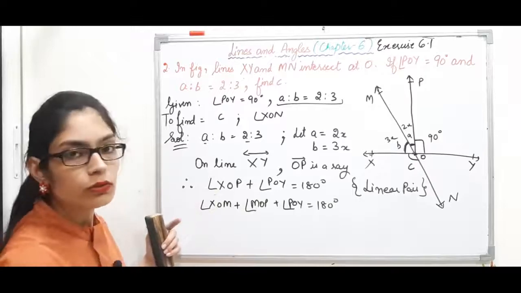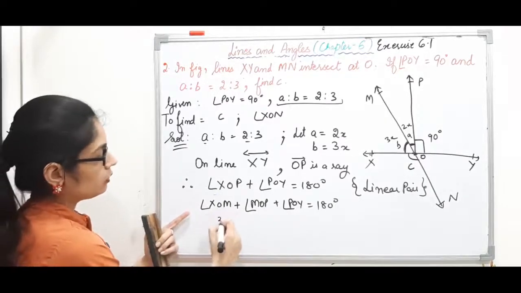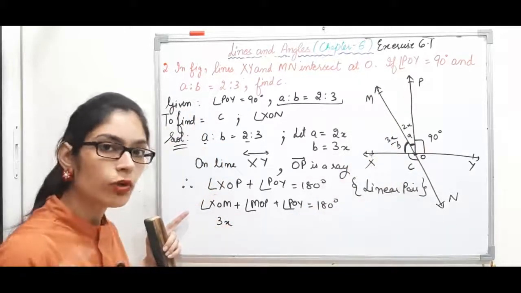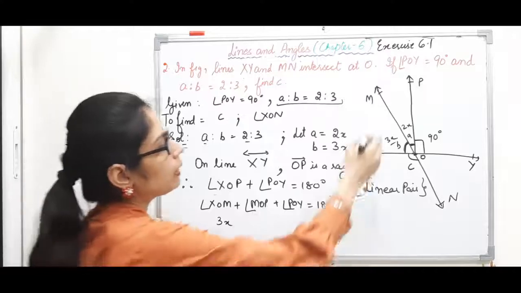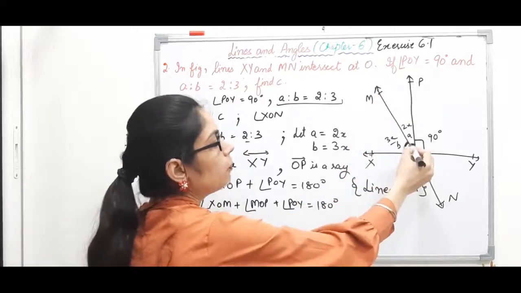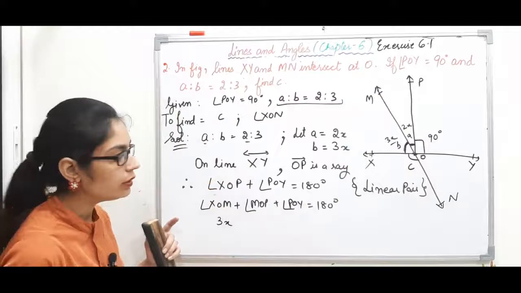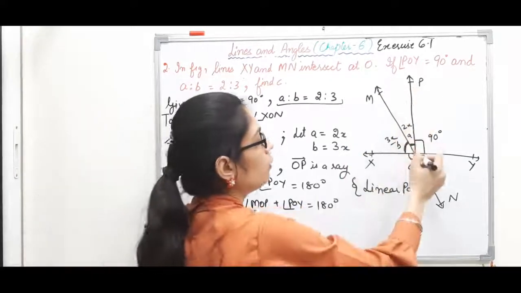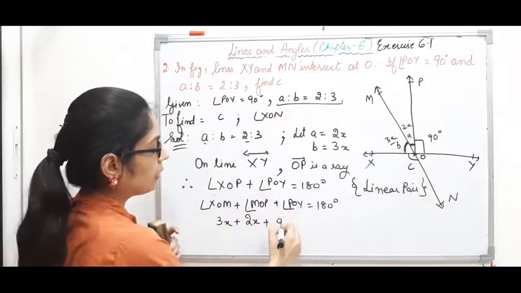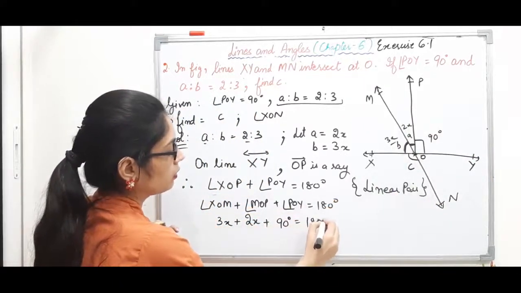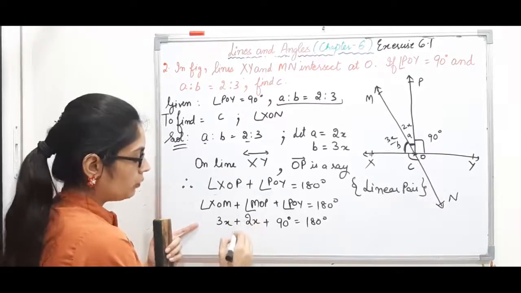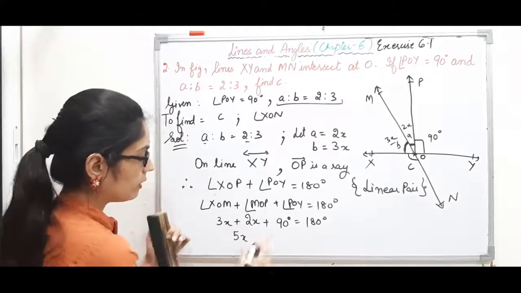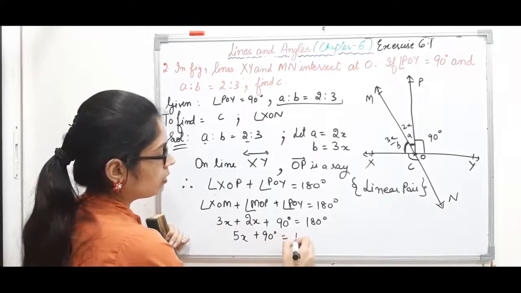Now we can write the values of all the angles. XOM is equal to 3x, you can see XOM 3x, which is equal to B, and B we have already assumed as 3x. MOP is equal to A, and we have already assumed it as 2x, plus POY, it is equal to 90 degrees, it is already given to us. So 3 plus 2, it is 5, because we can add like terms. So 3x plus 2x is equal to 5x plus 90 degrees is equal to 180 degrees.